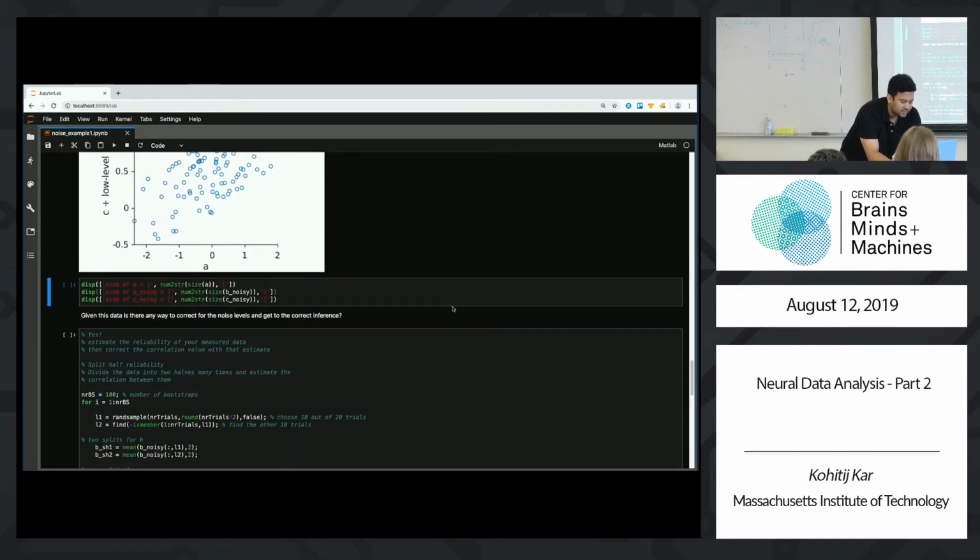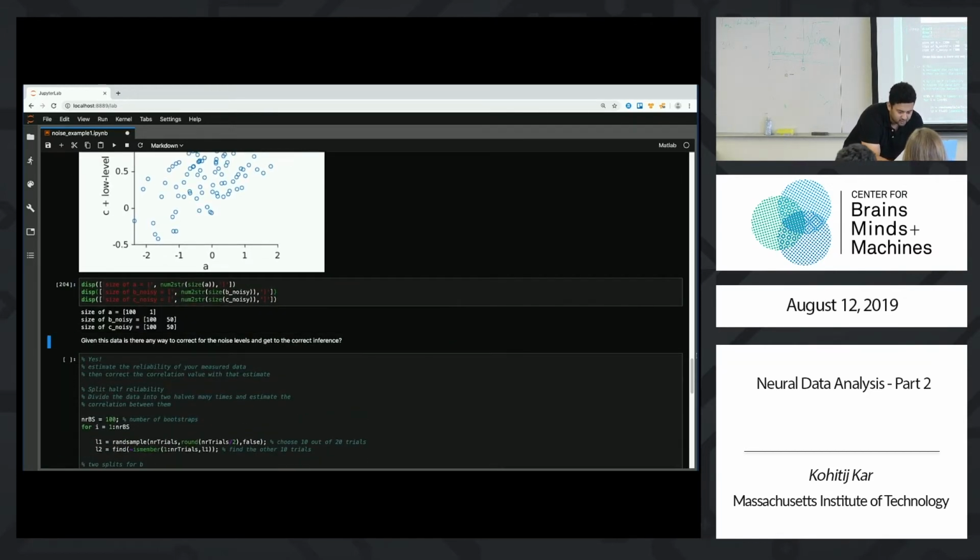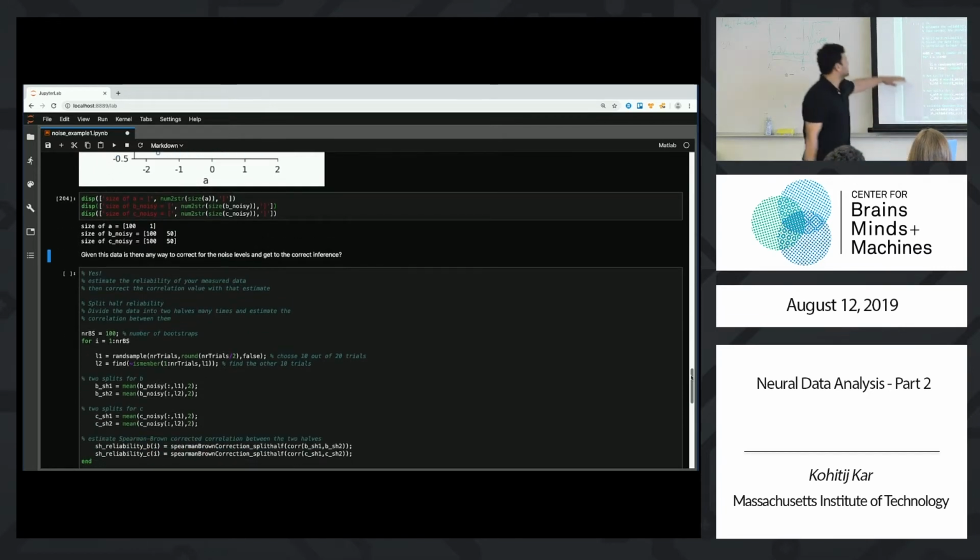So how do you do that? Let's look at the data again that we collected. This is basically showing the size of the data. A is a vector that's 100 by 1. Noisy B is 100 by 50 trials, so 100 measurements across those 100 images, but across 50 trials. And C is that noisy measurement, again done on 100 images, also across 50 trials.